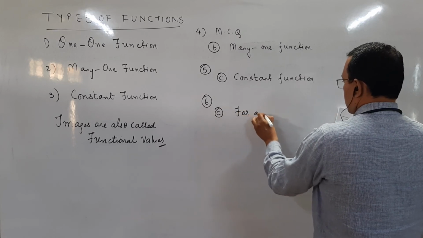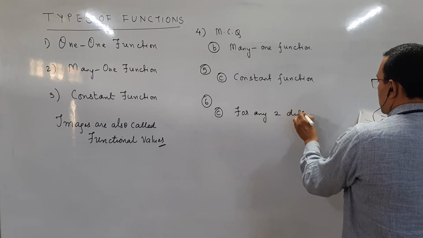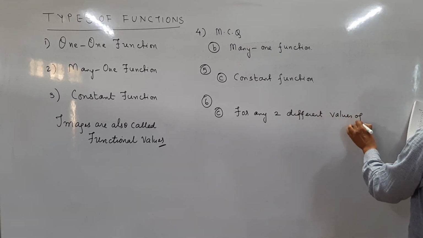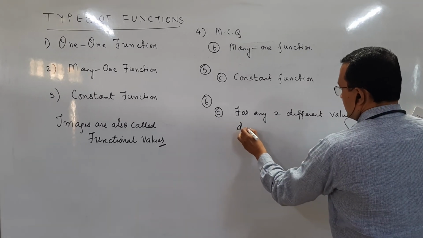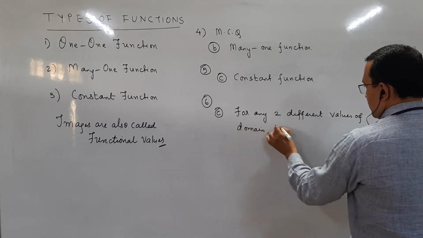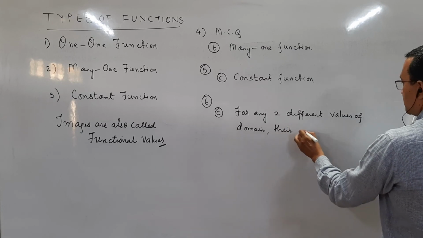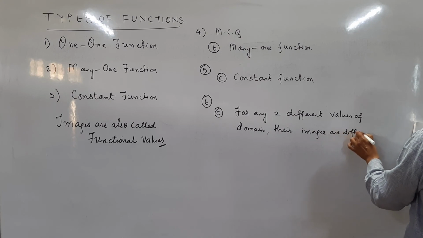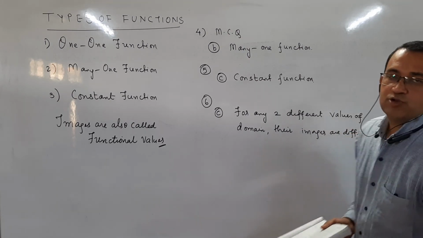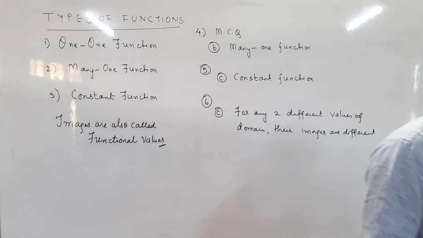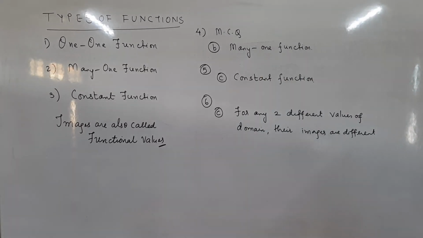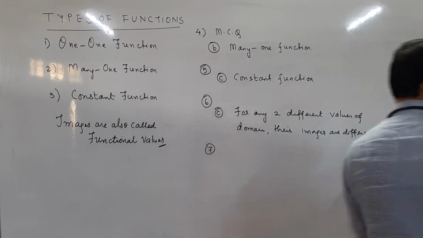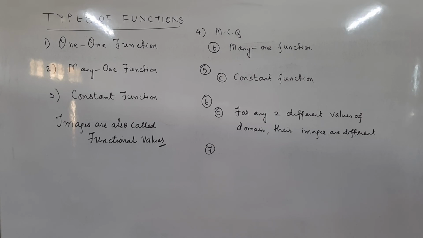For any two different values of domain, their images are different. For any two unique values or different values of domain, their images are also different. So the correct option is C. Okay students, MCQ 7 is the sixth MCQ. The correct option is C.